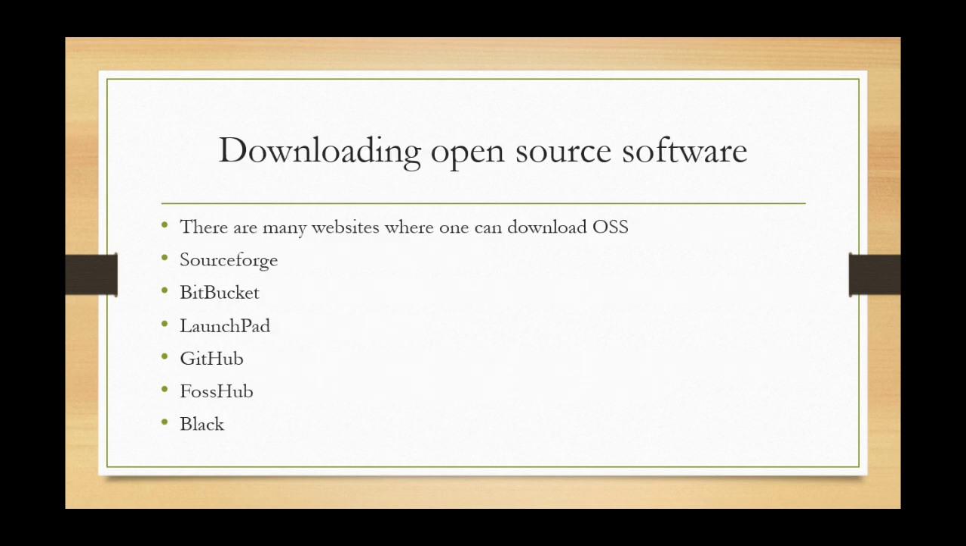Downloading open source software. Downloading this software is somehow difficult because some people do not know where they can get it. There are many websites where somebody can download open source software solutions. Such websites include SourceForge, Bitbucket, Launchpad, GitHub, FossHub, FreeCode. We have some others like Black Duck, or Savannah, and so many others.